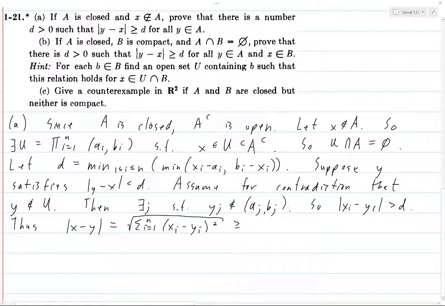B, x_j, y_j. No, x_j, y_j, greater than d. So then this is greater than or equal to, we take the square root of (x_j minus y_j) squared, because we threw out every index that isn't j. But then the square root and the square cancel, so it's just the absolute value of x_j minus y_j, and so that is going to be greater than d.